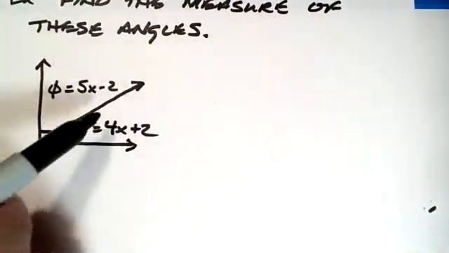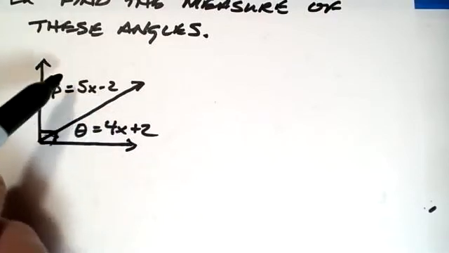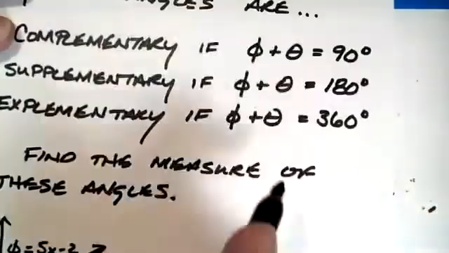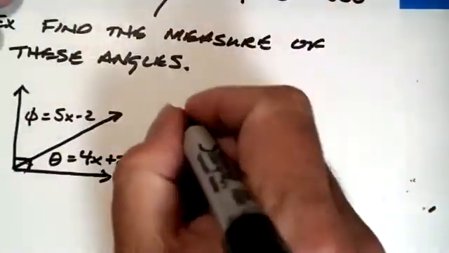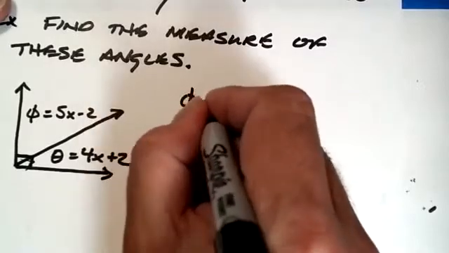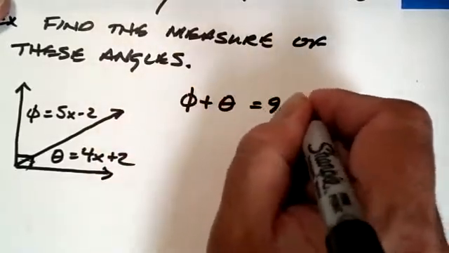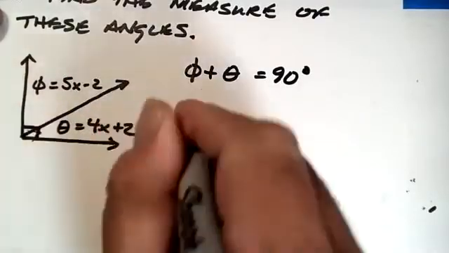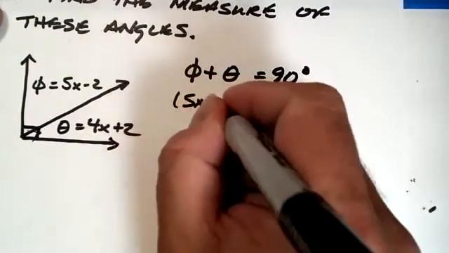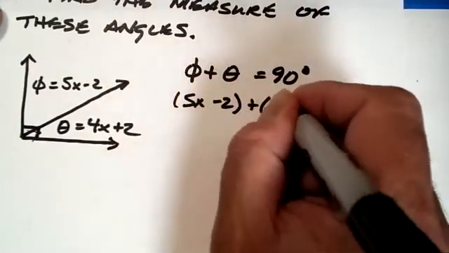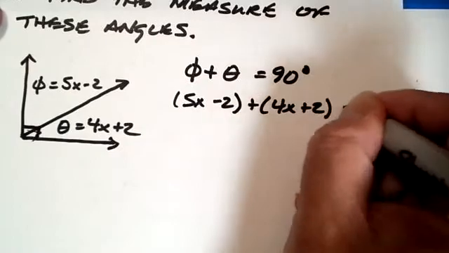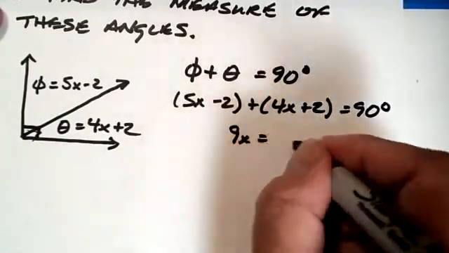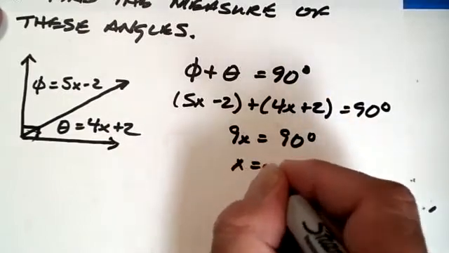But the problem that I often find is that students want to find x and then they forget to come back and calculate what the actual angles are. So starting with the fact that they're complementary, we know that the sum of these two angles, phi plus theta, equals 90 degrees. Okay? So now substituting what the values are given for these, we have 5x minus 2 plus 4x plus 2 equals 90 degrees. So when you simplify the left-hand side, you have 9x is equal to 90 degrees, or x is equal to 10 degrees.